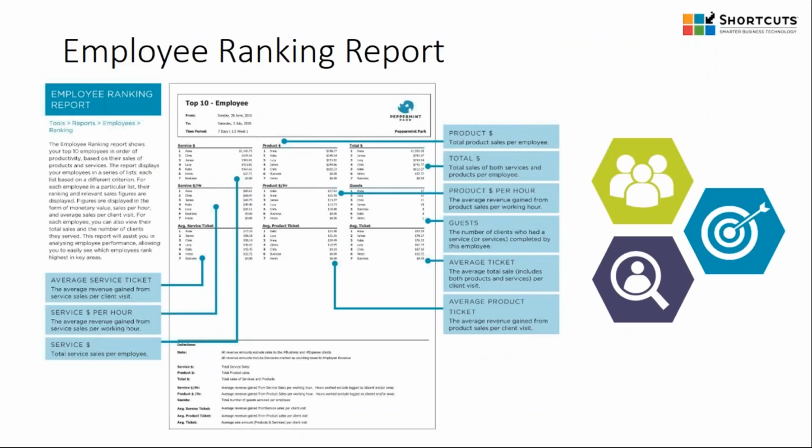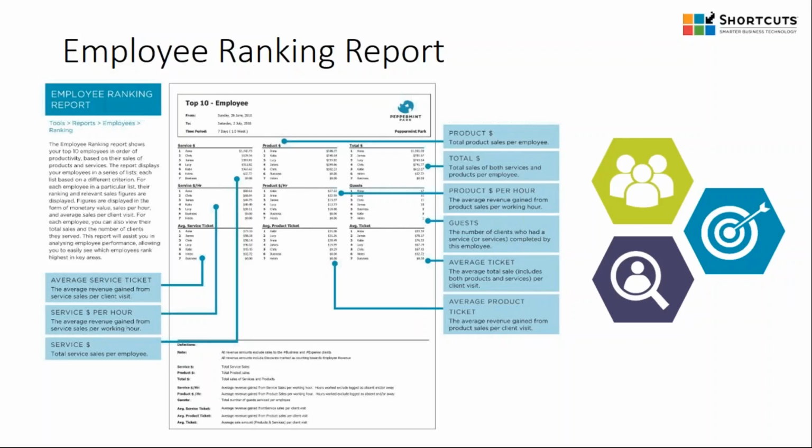And the first one we're going to take a look at is our employee ranking report. This shows your top 10 employees in order of productivity based on the sales of the products and services. The report displays your employees in a series of lists, each list based on a different criteria. For each employee in a particular list, their ranking and relevant sales figures are displayed.